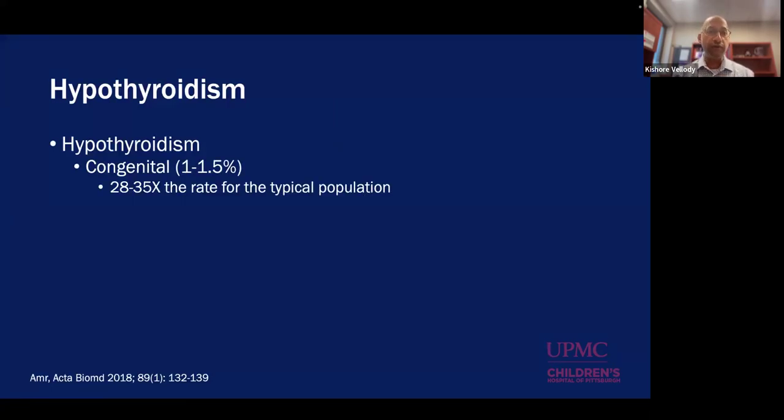So specifically with hypothyroidism, we see in people with Down syndrome that they can be born with hypothyroidism. About 1 to 1.5% of babies with Down syndrome will be born with hypothyroidism right off the start. And you might think 1%, that's not that big of a number, but when you compare that to the typical population, those babies who do not have Down syndrome, this is almost around 30 times the rate that we see for congenital hypothyroidism, or those born with hypothyroidism. So it's much, much higher in babies with Down syndrome.